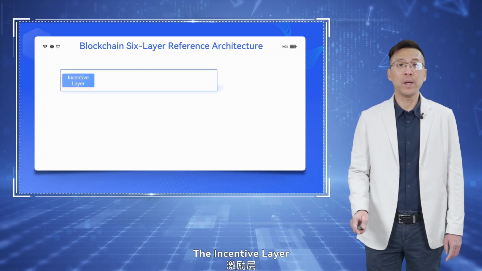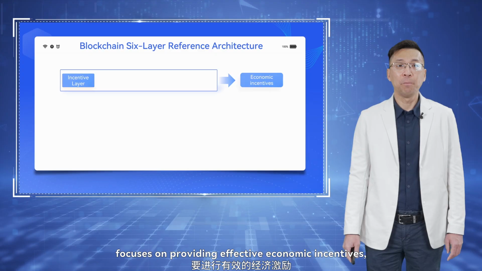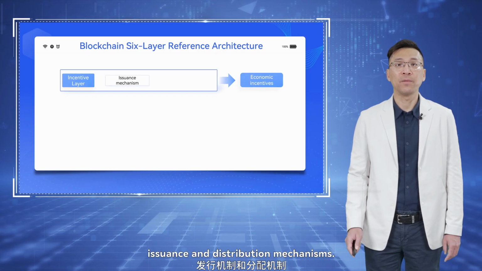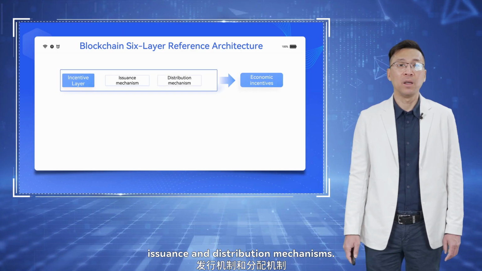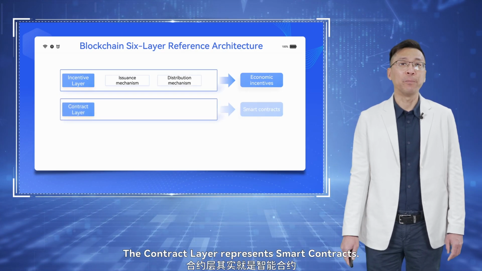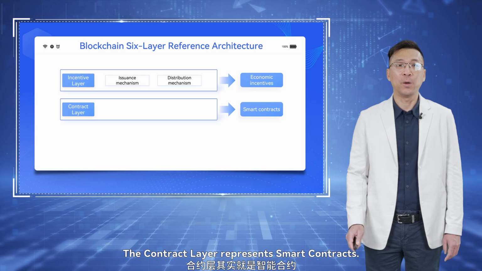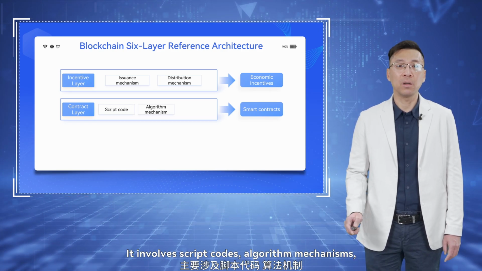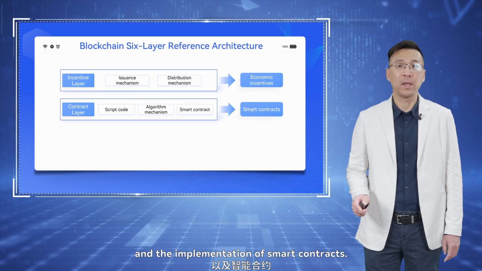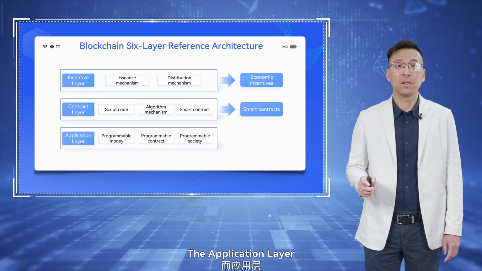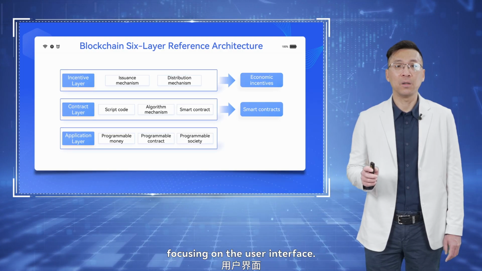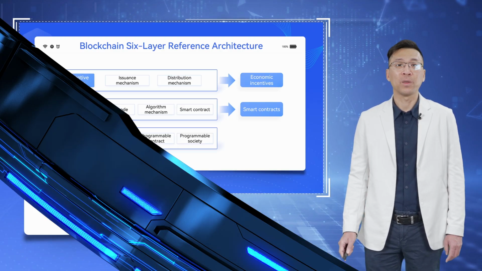The incentive layer focuses on providing effective economic incentives, and it mainly relies on issuance and distribution mechanisms. The contract layer represents smart contracts. It involves script codes, algorithm mechanisms, and the implementation of smart contracts. The application layer is designed for human-machine interaction, focusing on the user interface.